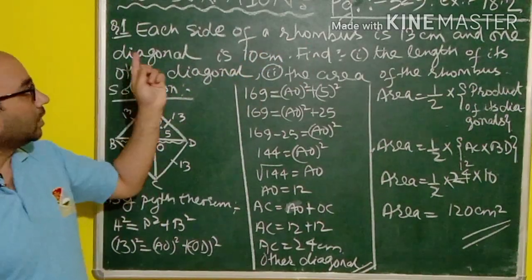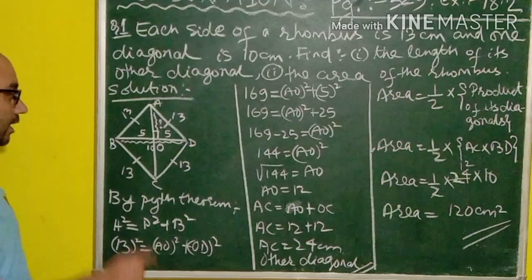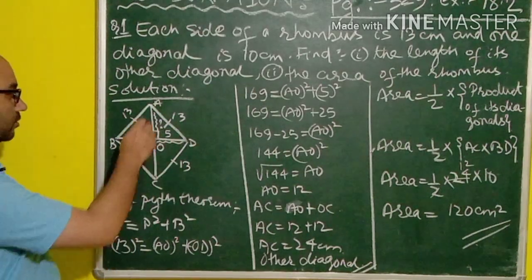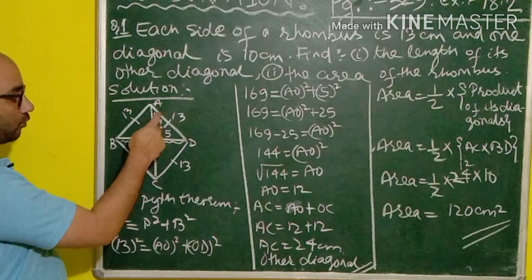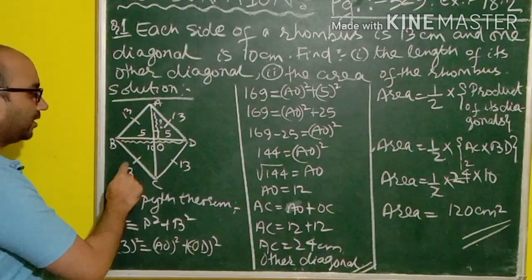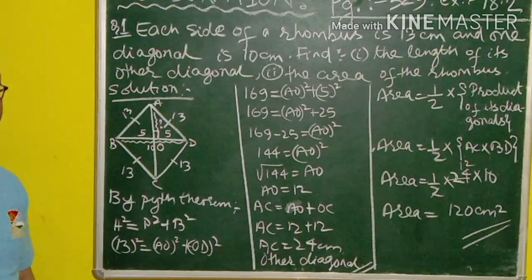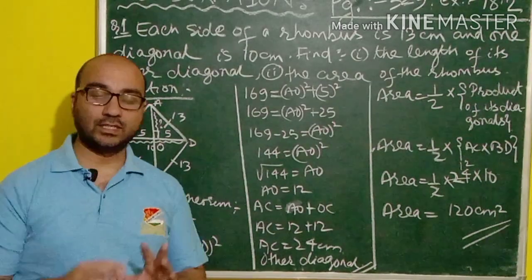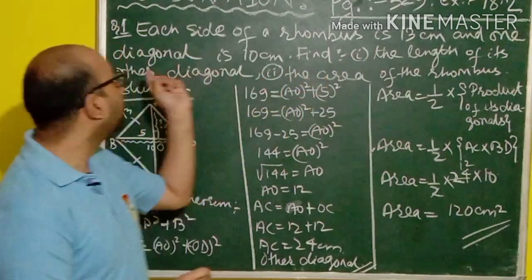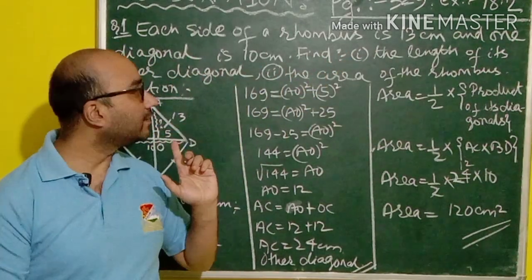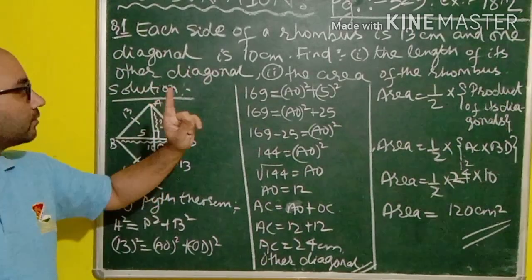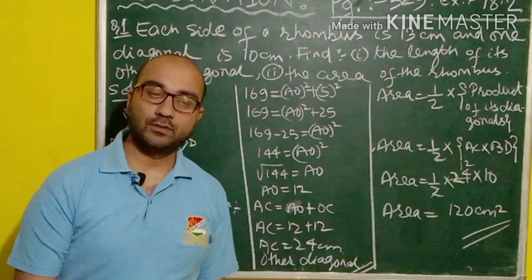Each side of the rhombus is 13 centimeter. That means all the sides of this rhombus are 13 centimeter. So I have constructed a rhombus ABCD, and labeled each side 13, 13, 13 and 13, because one of the properties of a rhombus is that all the sides are equal to each other. Let's read it further: one of its diagonals is 10 centimeter. Find the length of the other diagonal. That is the first part of the question, and the second part is the area of the rhombus.